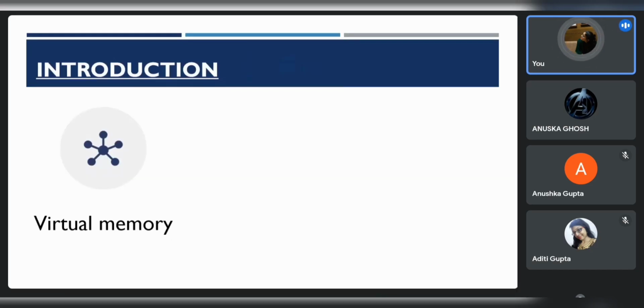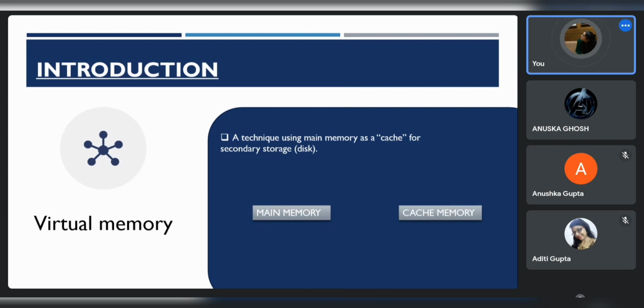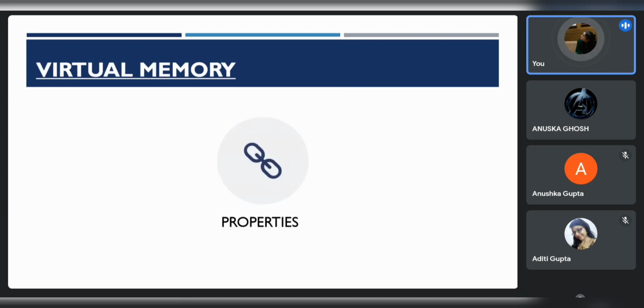A technique using main memory as a cache. Consider a collection of programs simultaneously running on a computer. The total memory required is much larger than the amount of main memory. Main memory needs to contain only the active portions of the programs. The principle of locality applies. A program can only read and write those portions.